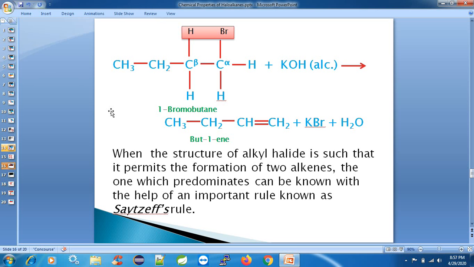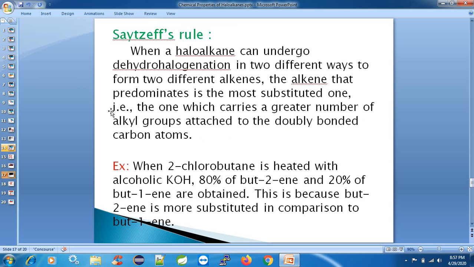So what is the Saytzeff rule? When a haloalkane undergoes dehydrohalogenation in two different ways to form two different alkenes, the alkene that predominates, meaning the major product, is the most substituted one. The most substituted alkene is the major product and the less substituted alkene is the minor product.